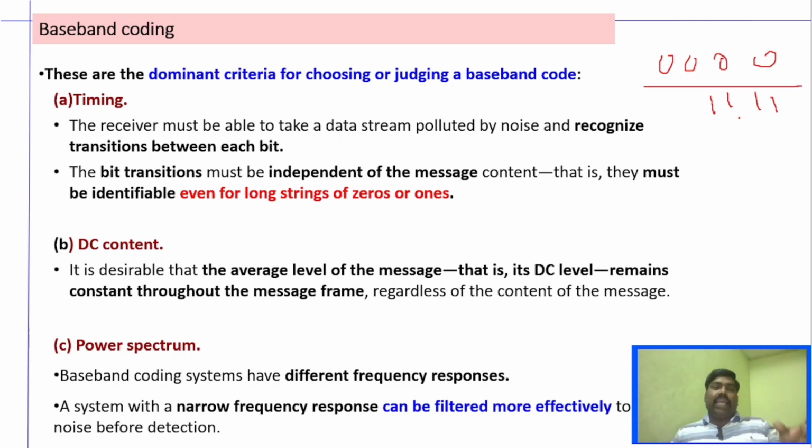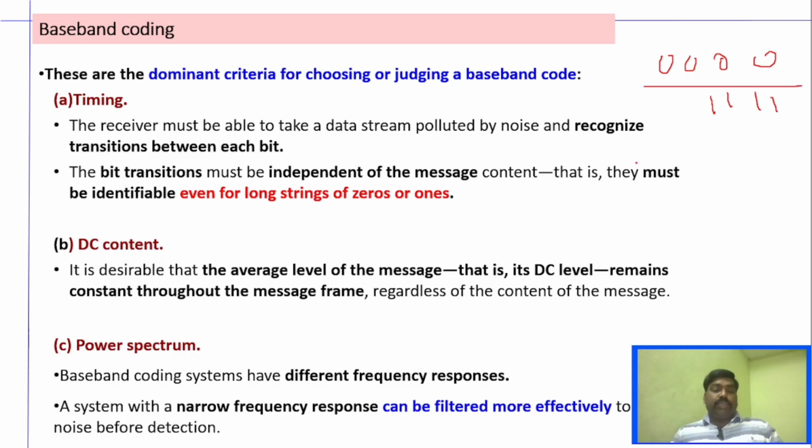And what is the DC component? As I said, the average DC content must be 0. The average level is called the DC level, and this level has to be constant throughout the message frame, right? And to be frank, we should have 0 DC content. That is, the positive and negative voltages have to cancel each other, right? If not, if there is a non-zero DC component, then that particular baseband coding has chances of getting distorted, right?